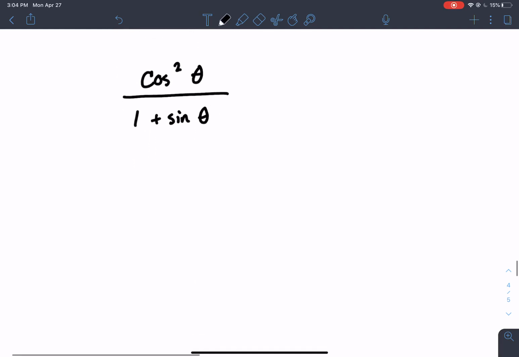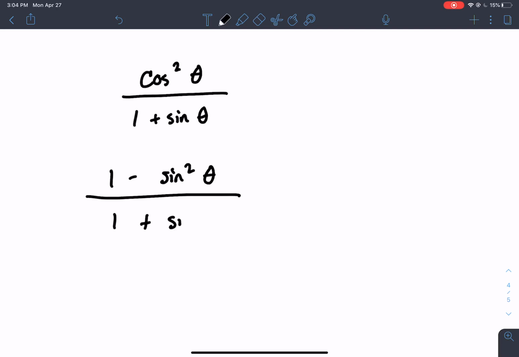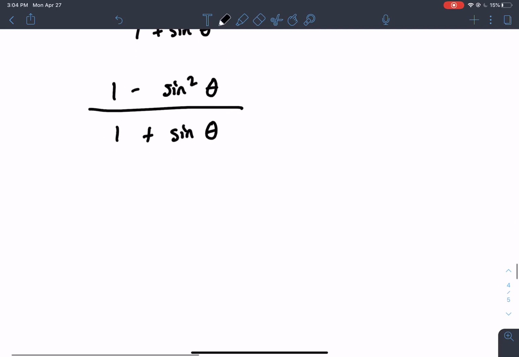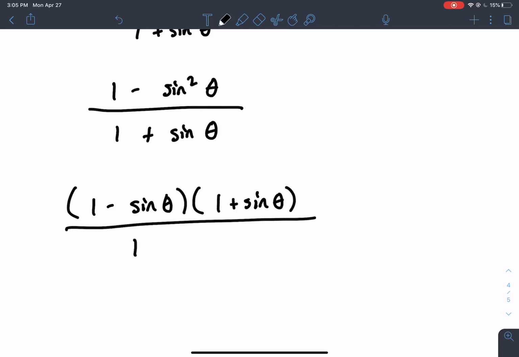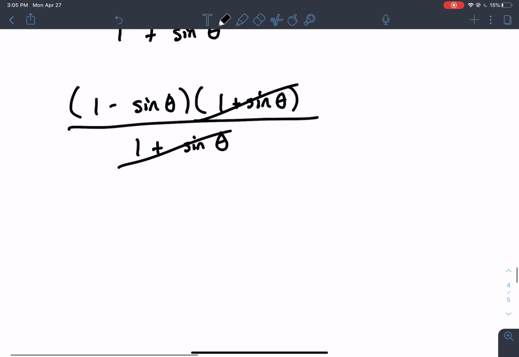All right. Now, what's cosine squared the same thing as if you use the identity? Cosine squared is the same thing as 1 minus sine squared, sorry. So you got 1 minus sine squared over 1 plus sine. Okay, so now if you factor the top, like we've been doing, I'm going to cancel, and then that's going to leave me with 1 minus sine of theta.